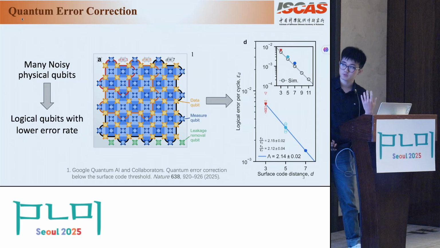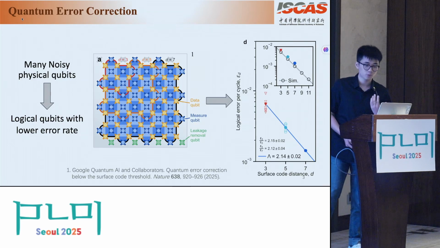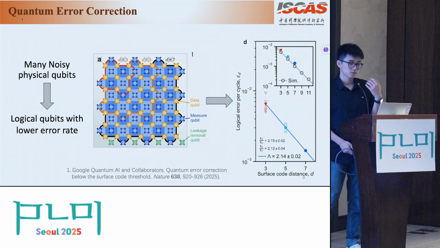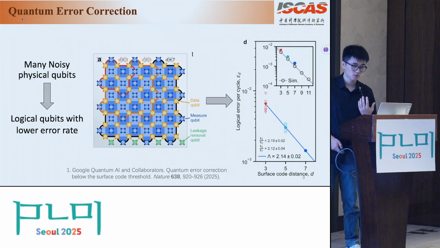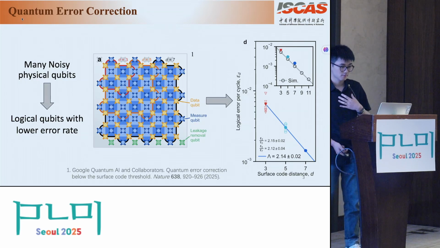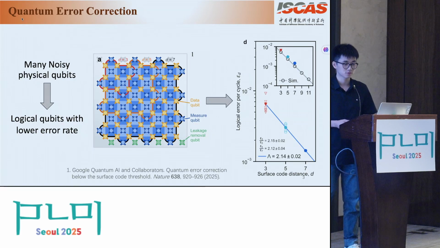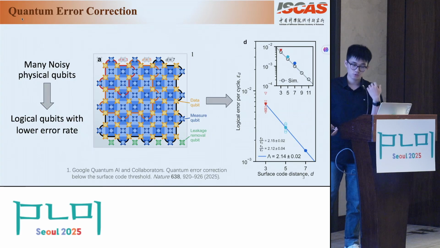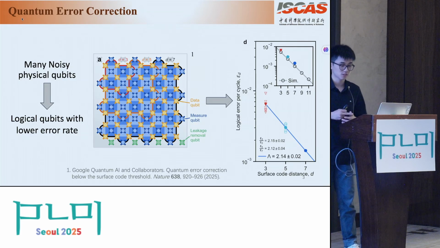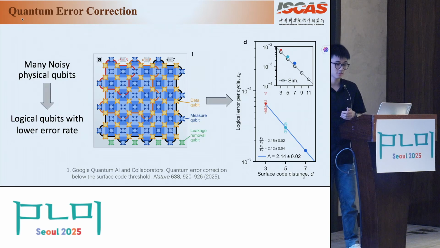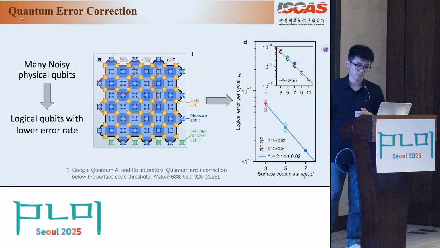To be accurate, we encode many noisy physical qubits into a code space to form logical qubits, which yields a much lower error rate. And there have been experiments over several hardware platforms to demonstrate the power of quantum error correction. For example, Google's surface code experiment. The figure here shows the construction of codes in this experiment and its ability to exponentially suppress logical error rates with increase of the code distances.